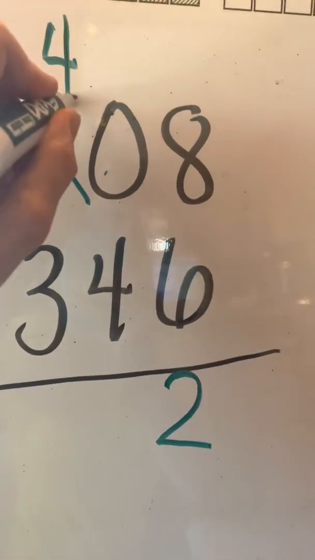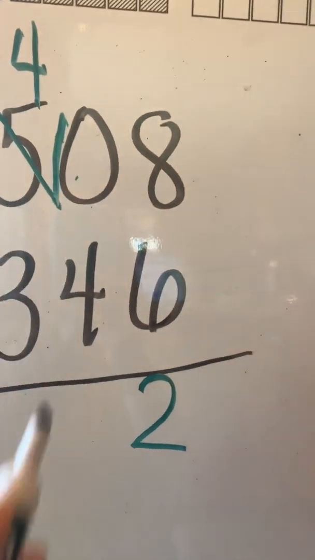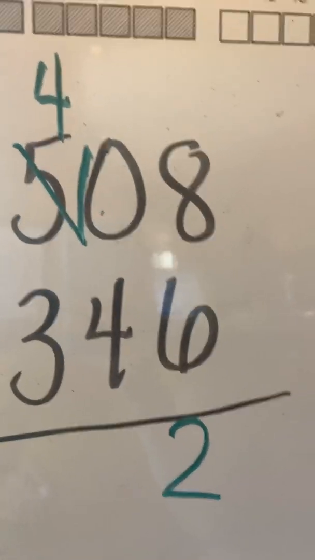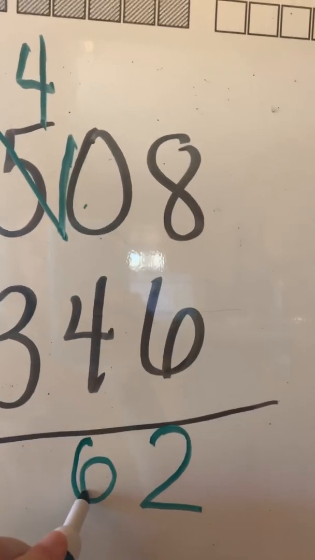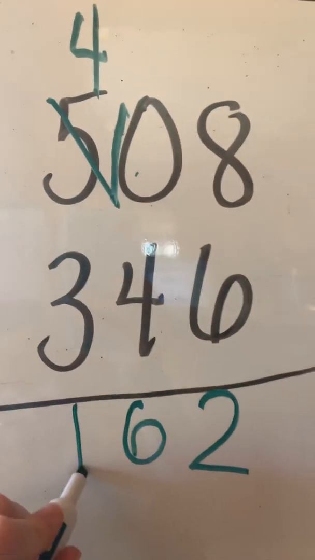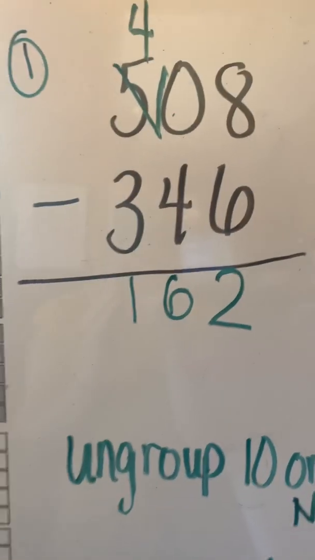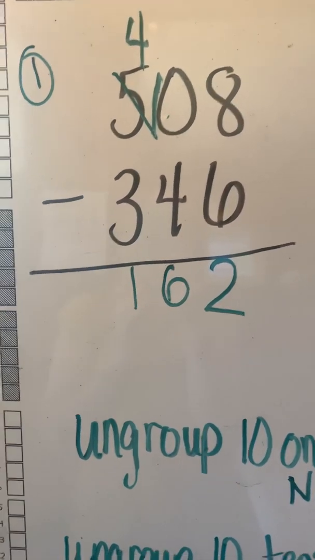Take 100 away. Add 10 tens. Just slide a 10 right in front of it. It becomes a 10. 10 minus 4, 6, and 4 minus 3, 1. So the answer for number 1 is 162. We had to ungroup one time.